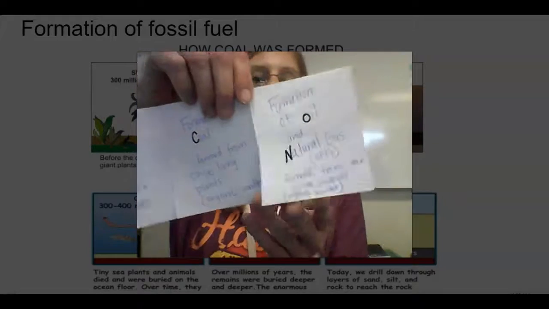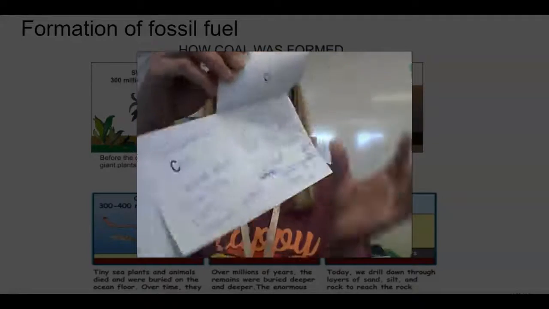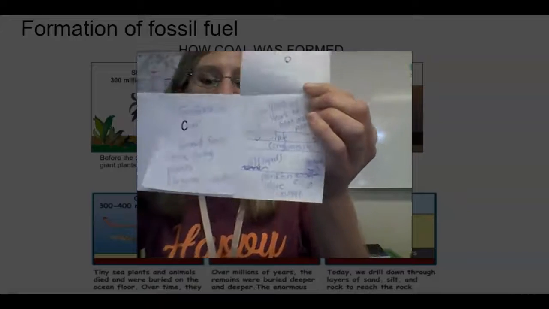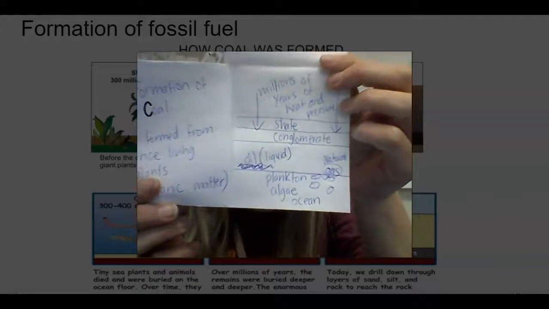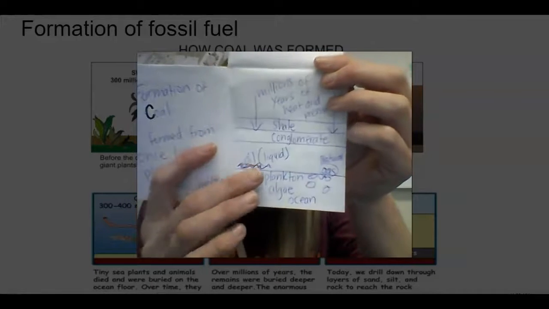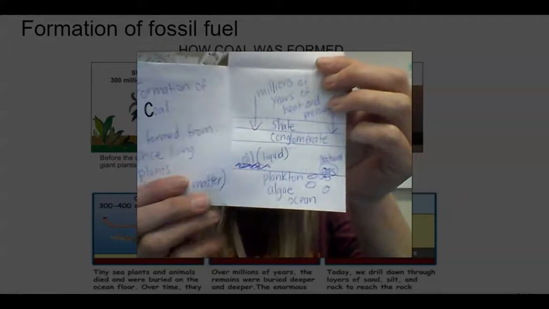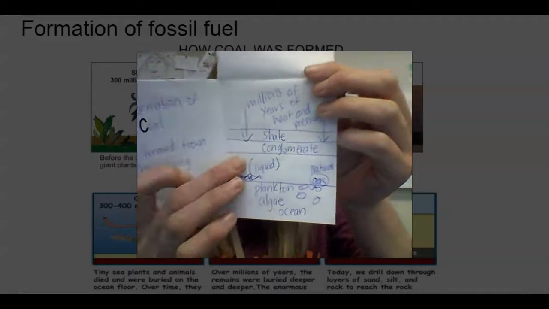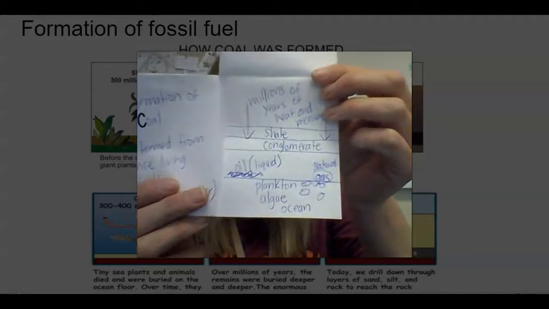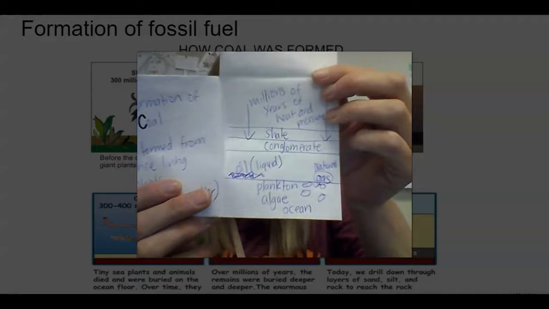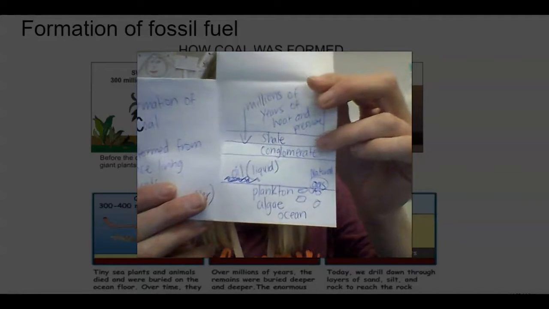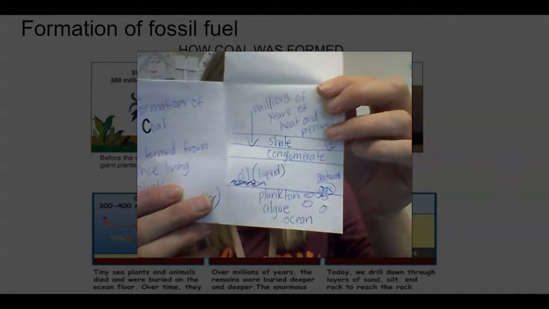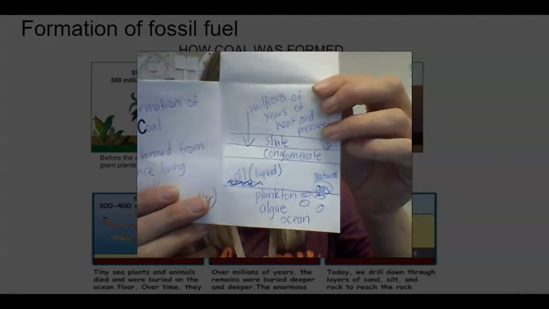Okay, let's go ahead and flip it over. Here's the model that we just made. So on the bottom here, we have plankton, algae, and I drew a little bit of our plankton, our algae. And then we have the oil and the natural gas. Remember, that was a liquid. And then from there, we have our conglomerate on top. That's that rock they have to dig into. Conglomerate.